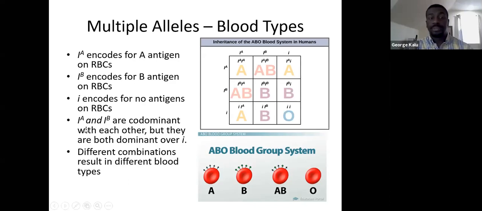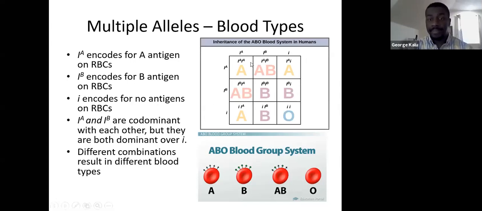So while IA and IB are going to be co-dominant to each other, so they could both show up, like as we see with the type AB individuals, both the IA and the IB alleles are going to be dominant over the little i allele. So again, we have 3 alleles in the population. The IA is going to be dominant over the little i. The IB is also going to be dominant over the little i. So that's going to result in different genotypes that can give us different types of characteristics.